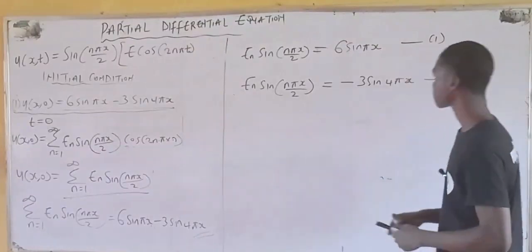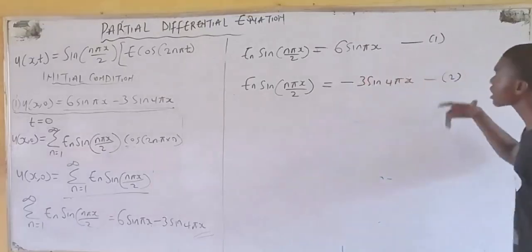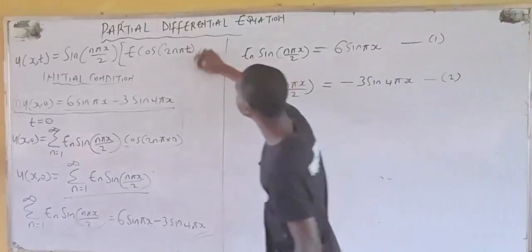Now, the interpretation from here: say this is equation 1, say this is equation 2. From equation 1, I want to know the value of n. This is my final wave equation.